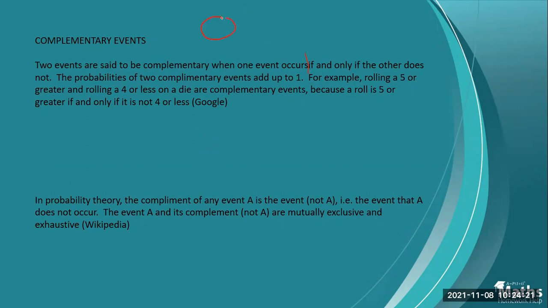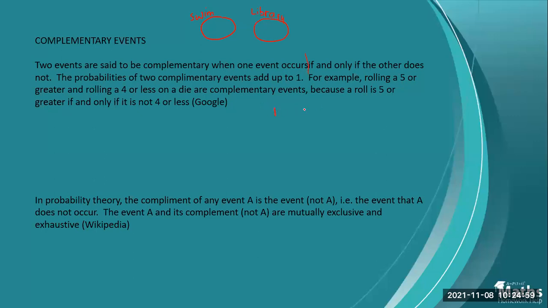It's like you are swimming, those pupils who are busy swimming, and those pupils in the library. So you can't swim and be in the library. So what they do here is they give an example. For example, rolling a 5 or greater and rolling a 4 or less on a die are complementary events because a roll is 5 or greater if and only if it's not 4 or less. So I just Googled complementary and this is what came up. So let me just explain.